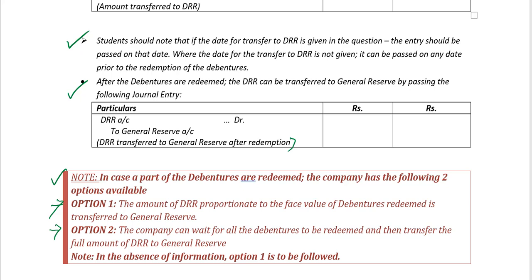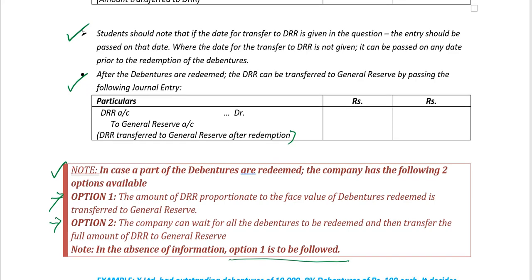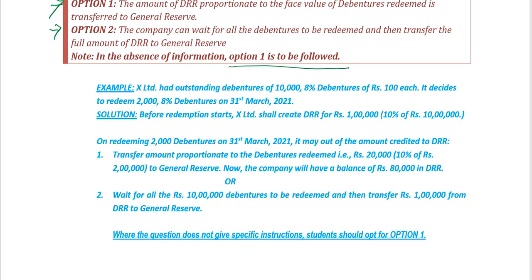Now, where the question does not specify anything, in the absence of information, students should follow option 1, that is to transfer the proportionate amount of DRR to the General Reserve depending on the face value of debentures which have been redeemed. We can understand this by means of an example.